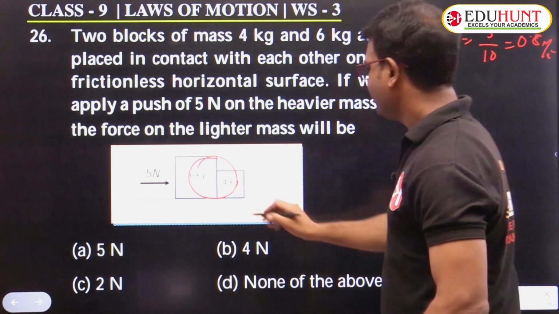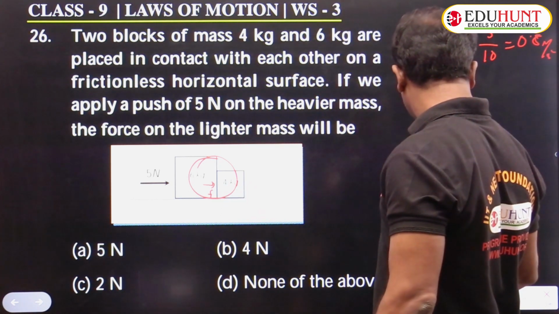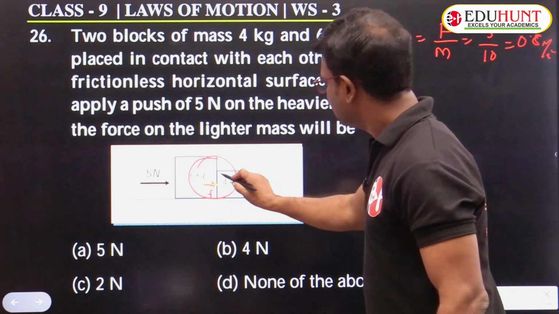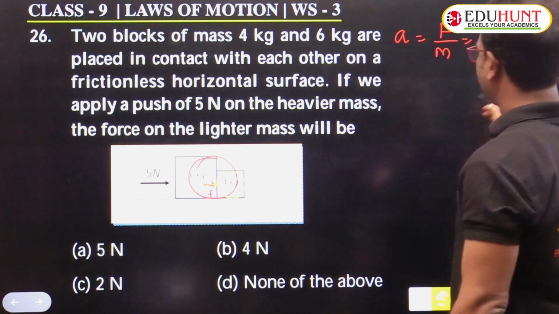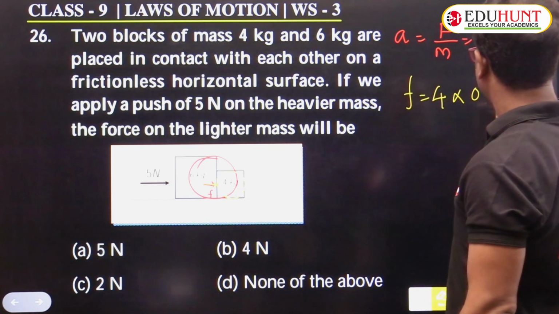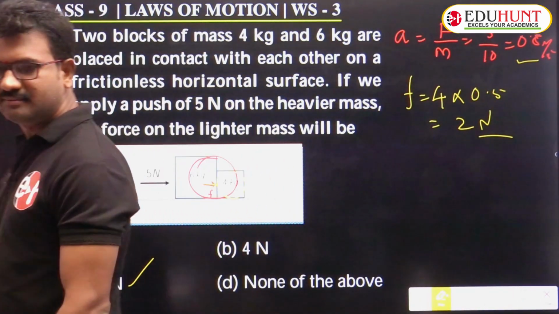This is the acceleration. Now what is the force acting on this? If it is a small f, the small f is nothing but the force with which the 4 kg block is moving with an acceleration of 0.5. So small f is equal to mass 4 into acceleration 0.5, which is equal to 2 newtons. That's it. It's a very simple question.